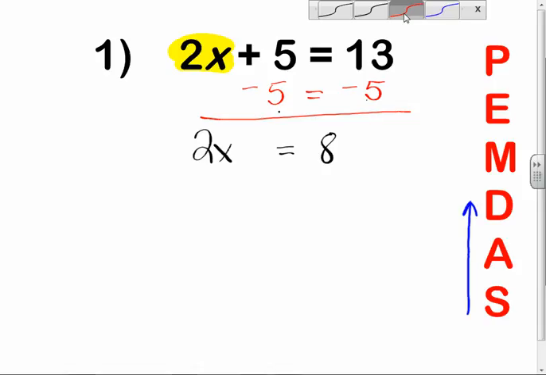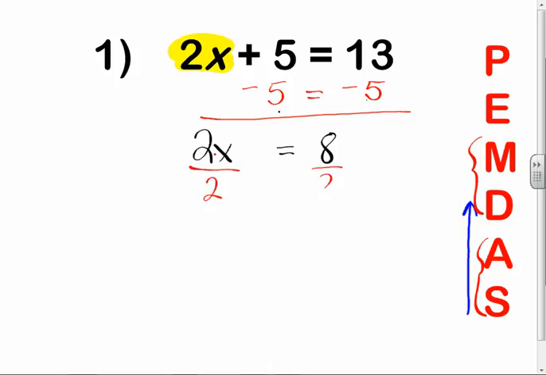And then what are we going to do? I don't want 2 times x. How do you undo multiplying now? See, we undid the adding, subtracting. We just did that. Now we're going to undo the multiplying, dividing. How do you undo multiplying by 2? Divide by 2. Dividing is the opposite of multiplying. You got to think here a little bit. And so then when I do that, this side I get x equals, and then 8 divided by 2 is 4.